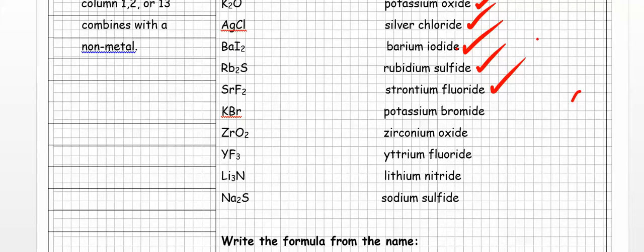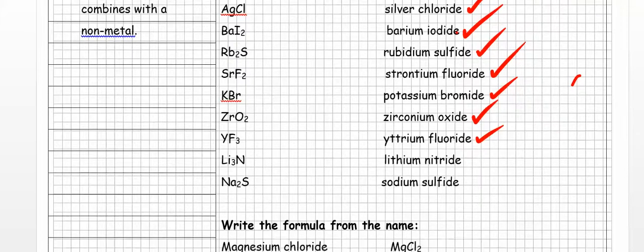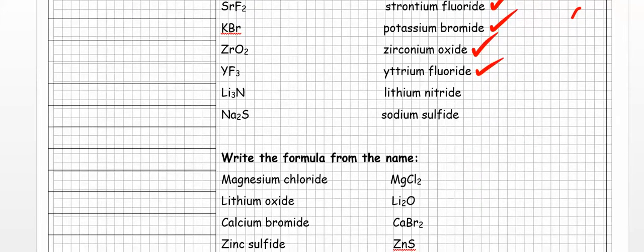Next is KBr, would be potassium bromide for that one. Next, zirconium oxide for that one. YF3, we've got yttrium fluoride. YF3 would be yttrium fluoride. LiN, we've got lithium and nitrogen. We're going to call that lithium nitride. And the last one would be Na2S. This is going to be sodium sulfide, and that'll do it for those.